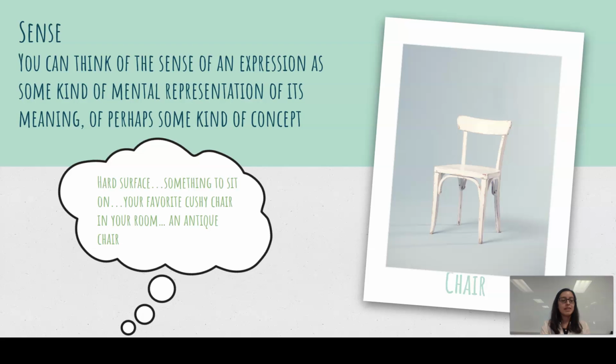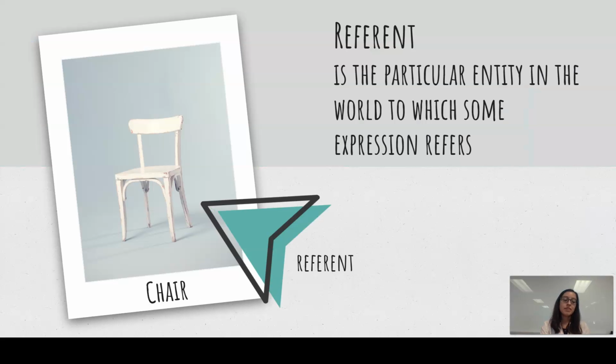Sense is, for example, what comes to mind when you think of chair. Maybe you think something used in a classroom to sit on. Referent, on the other hand, is the actual chair.